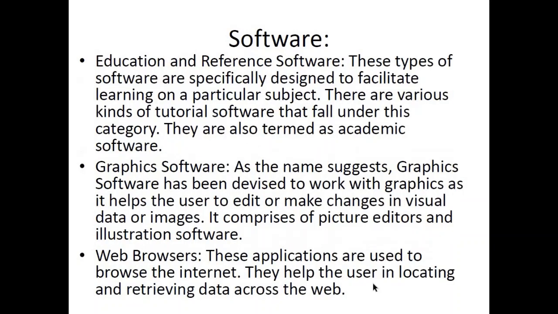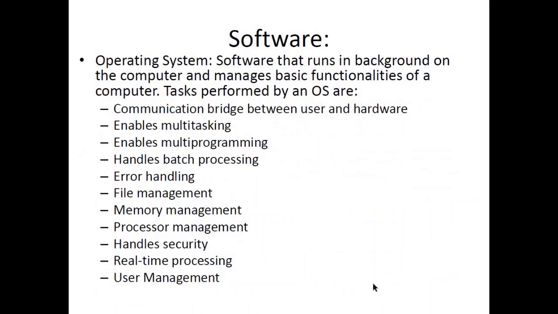These are the application softwares, and next we have the system software or the operating system. What is an operating system? It is software that runs in the background on the computer and manages basic functionalities of a computer.